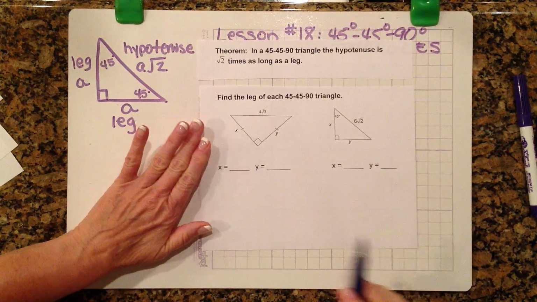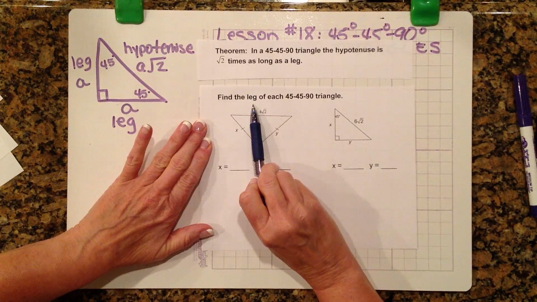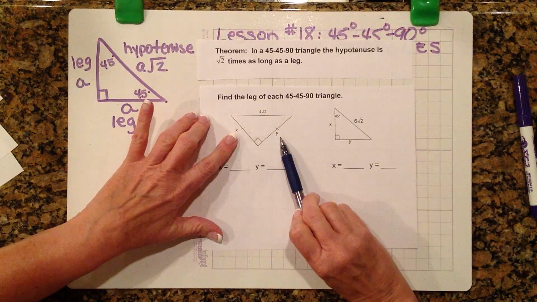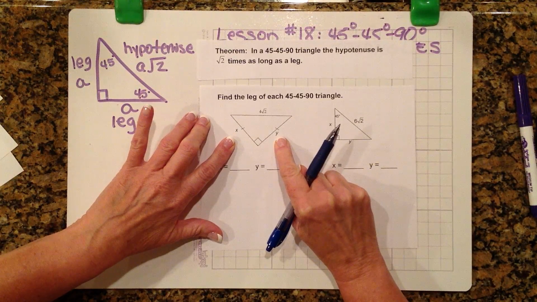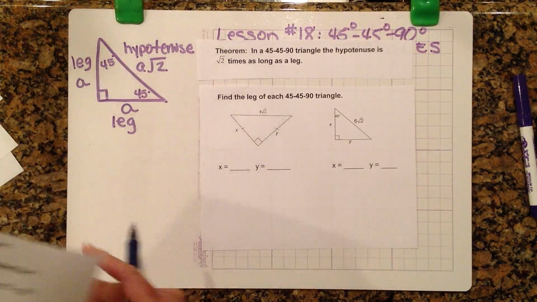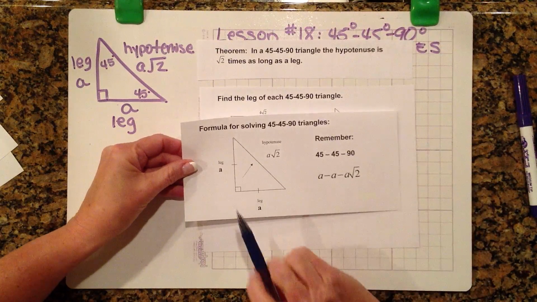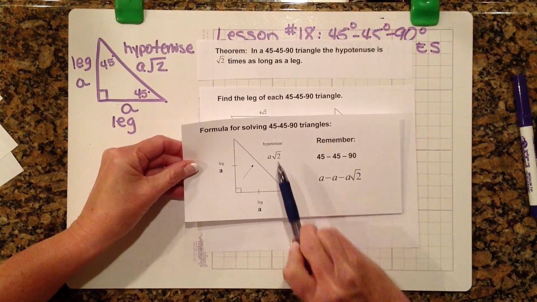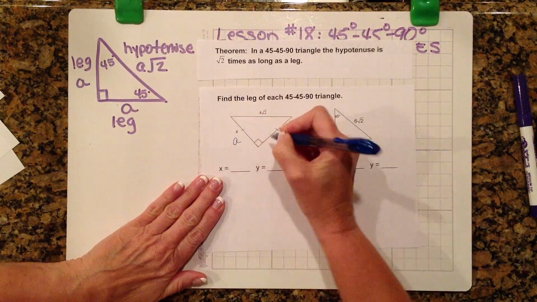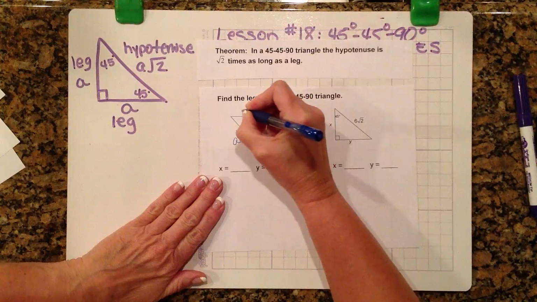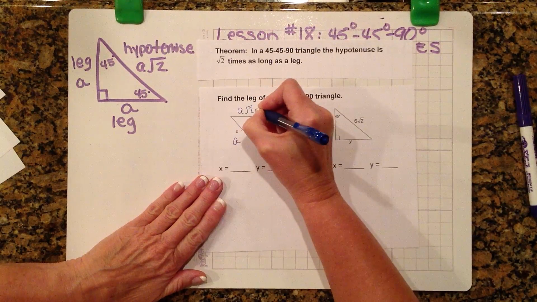Okay, so now I'm finding the leg. Well, the legs are the same value, so whatever I find for x will be the same value for y. So let's write down our formula. Remember, it's a square root of 2. So I'm going to just write this down. That's a leg, and this is a square root of 2.